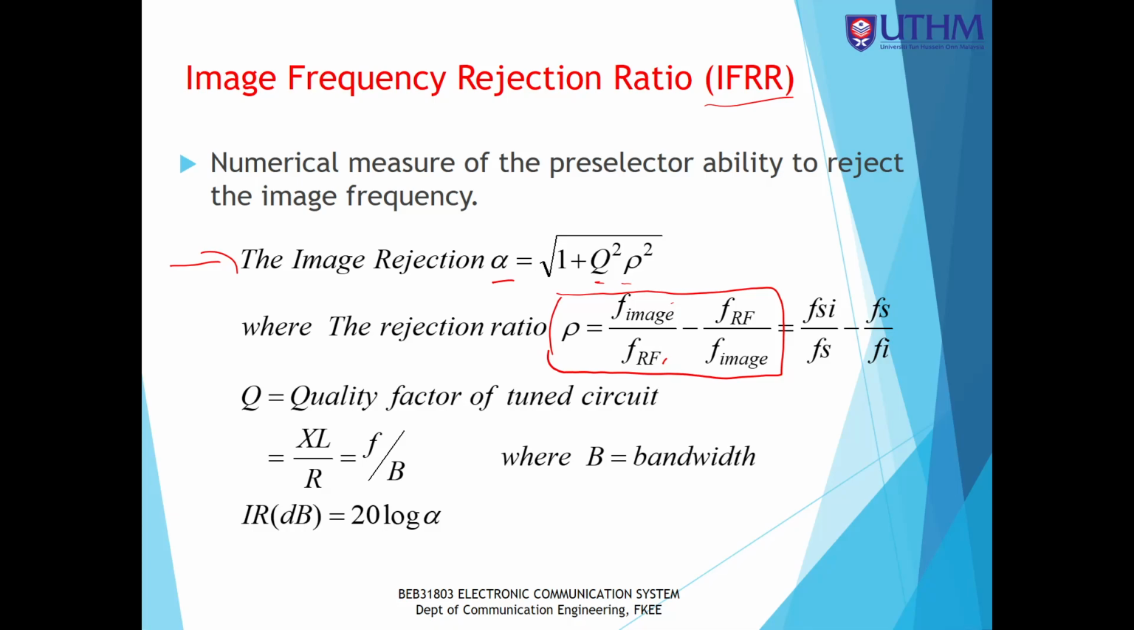The rho parameter has no unit. Similar to the Q parameter, there is no unit. Remember, the Q parameter is equal to inductive reactance divided by the resistance, or the resonant frequency divided by the bandwidth of the tune circuit. You can find the Q parameter as in the previous slide. When you want to measure the IFRR in decibel, it is 20 log of alpha. 20 log of alpha gives you decibel.